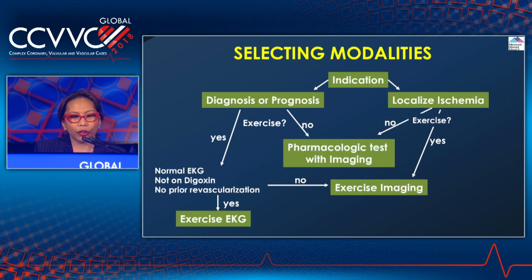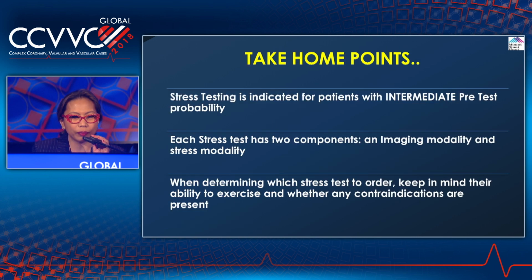So how do you select your modalities? First, you know your indication. Is it for diagnosis, prognosis, or just to localize ischemia? Next question is, can my patient do exercise? If yes, then you go for your simple EKG stress or your treadmill stress test. But if not, then you have to use a pharmacological test with imaging.